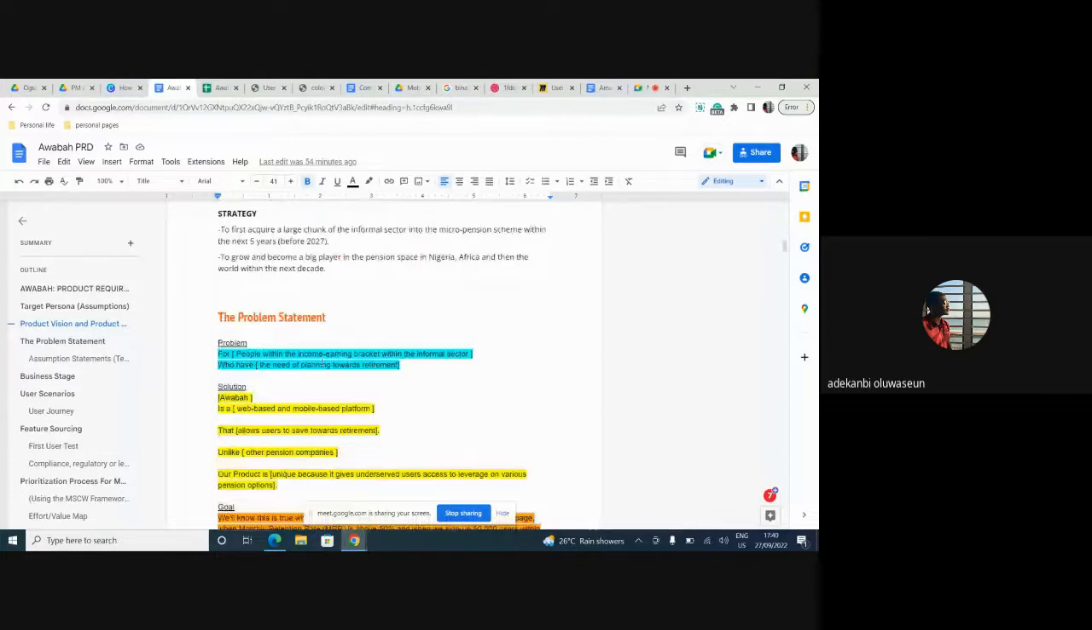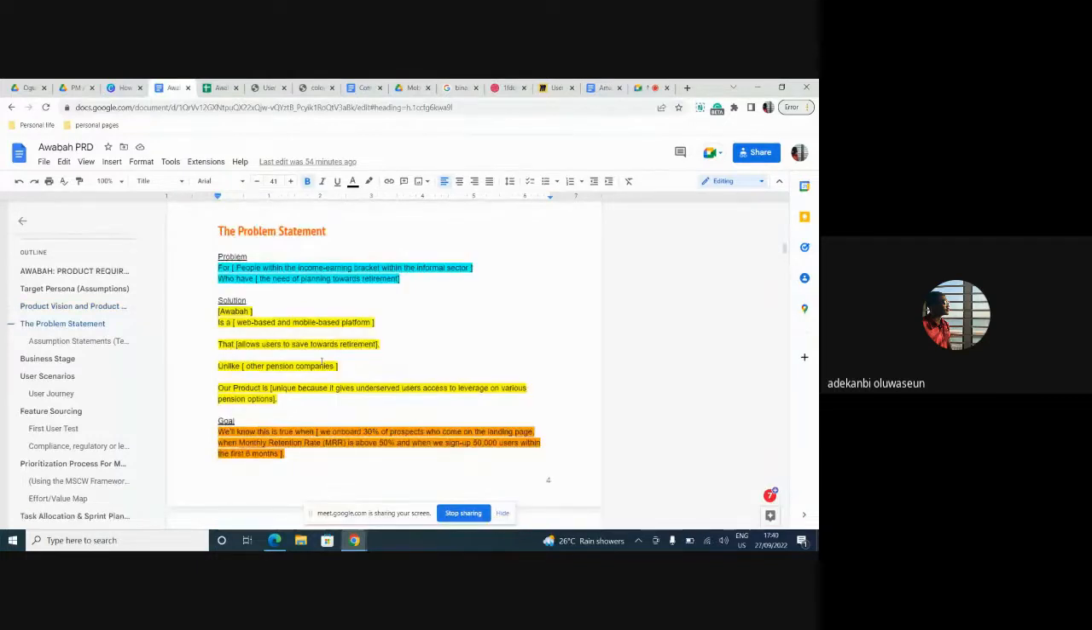The crucial part, and I'm quite sure a number of you should be familiar with this, is the problem statement, right? The problem statement is very, very important, because this is where you now highlight the head and tail of your products, right? So what are the 3 important parts of that problem statement? You have the problem itself, you have the solution, then you have the goal.